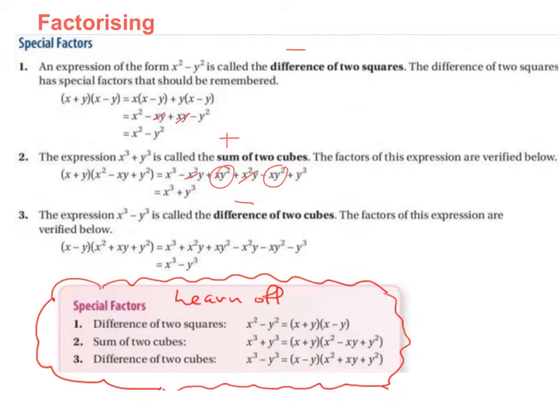And then we can see that the x squared y and the minus x squared y will cancel. Also see that the xy squared and the minus xy squared will cancel. And that leaves us with x cubed minus y cubed. So we really want to learn these off for Leaving Cert. The first one you should already know from Junior Cert, but the sum of two cubes and the difference of two cubes, you should get very familiar with this format.